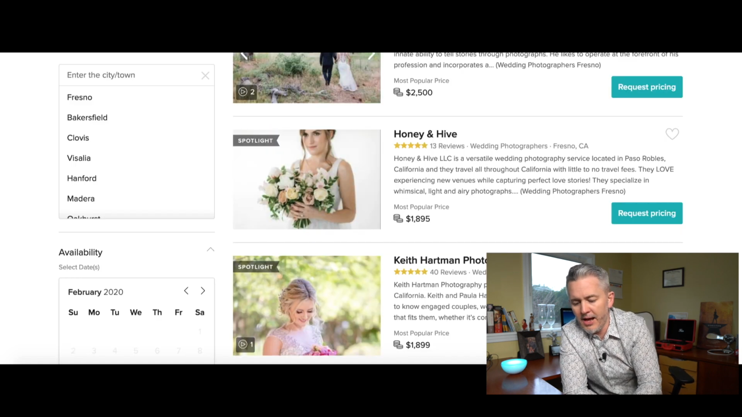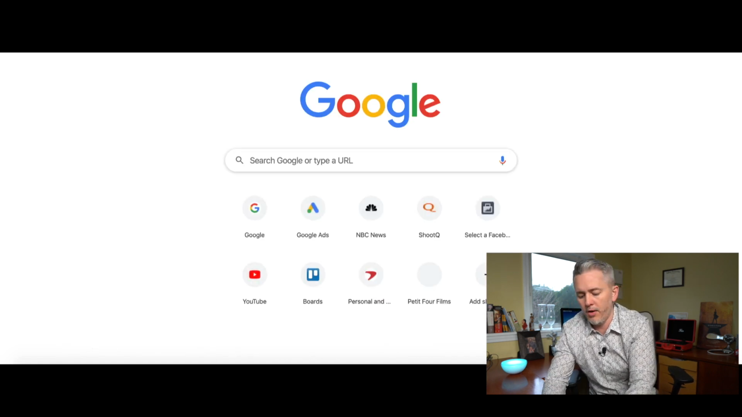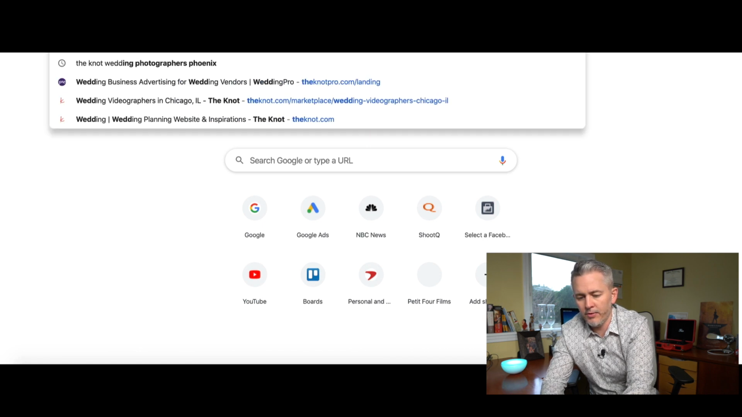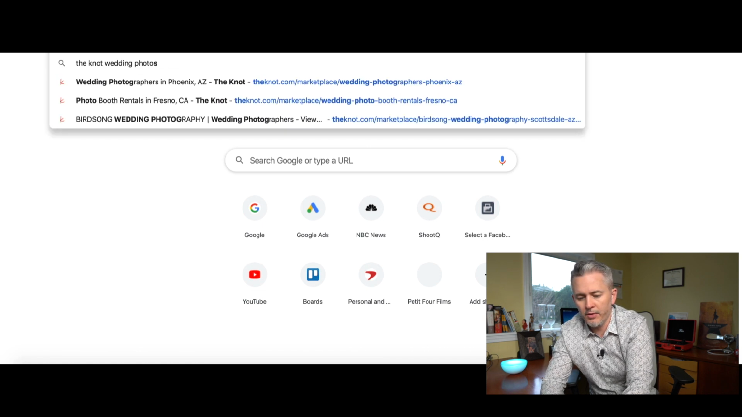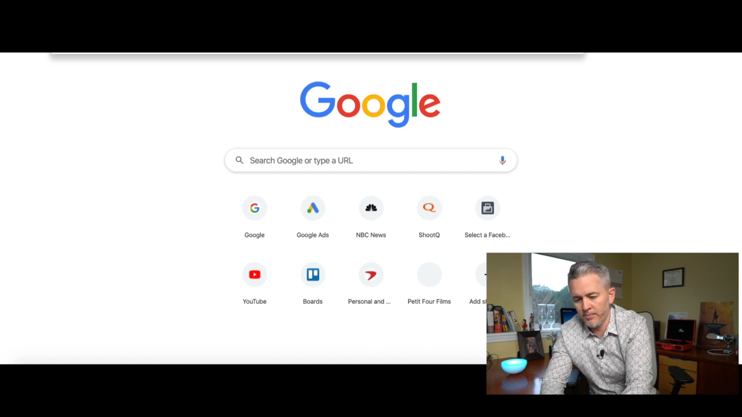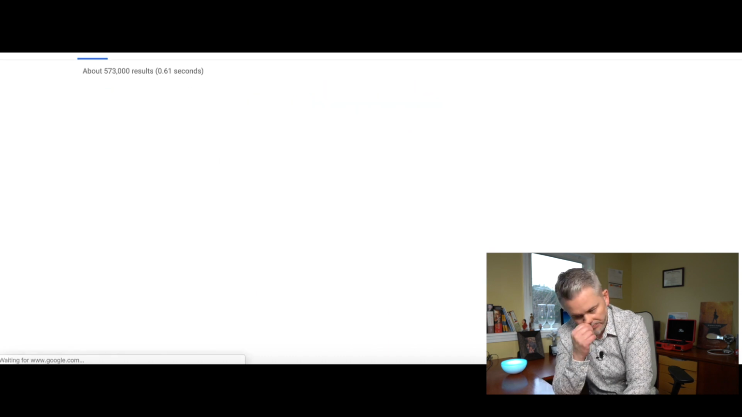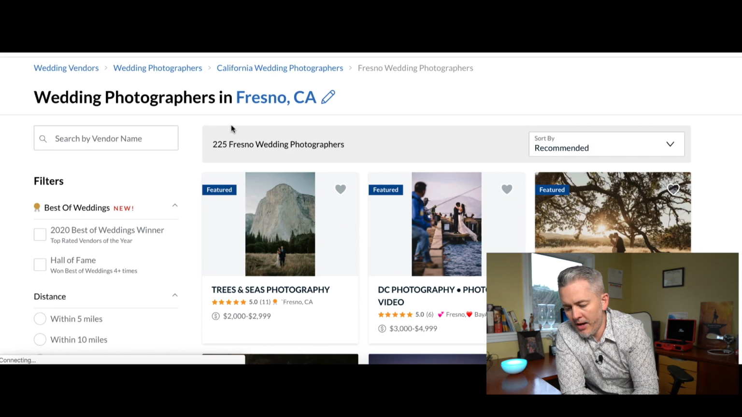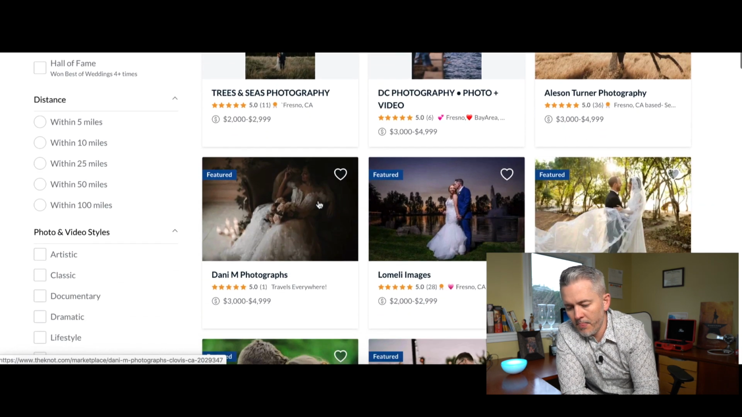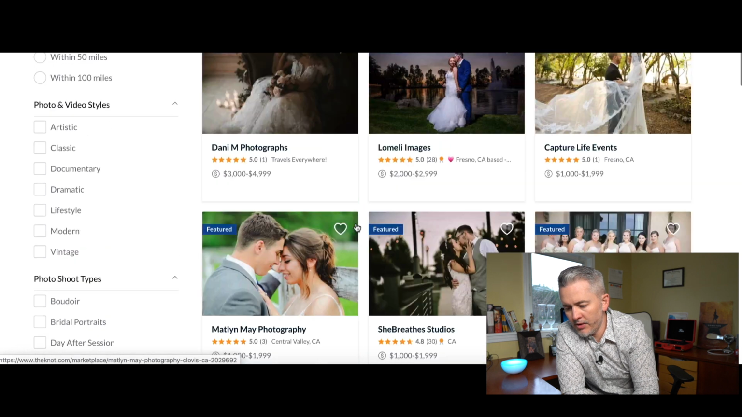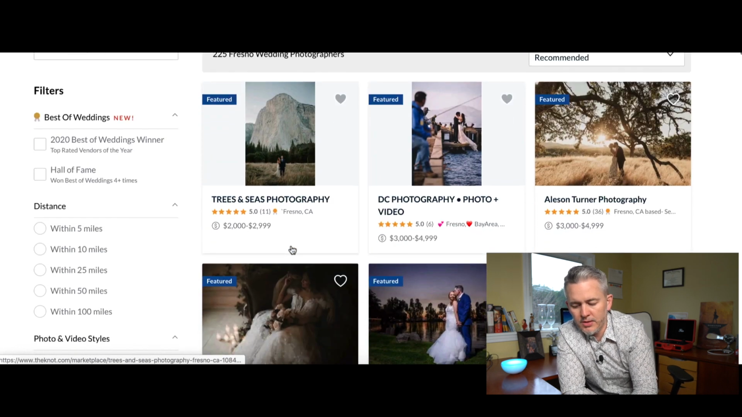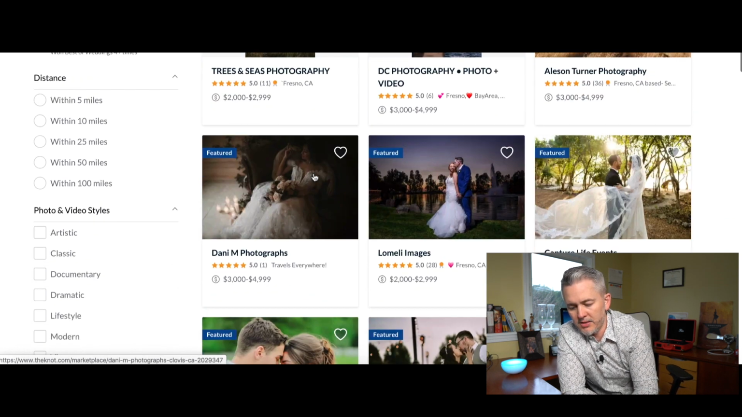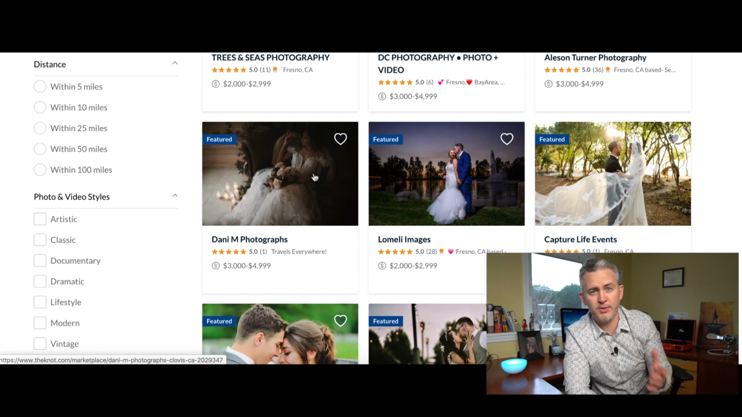It's the same thing with the Knot. Let's go to the Knot. So the Knot, Fresno. The Knot, wedding photographers, Fresno. Okay, same deal, right? So here you go. And you have your wedding photographers up here. And they're going to click through, and they're mostly going to look at reviews, and they're mostly going to look at price point. That's the first place they're going to start, right? Reviews and price point. That's how it works on the Knot and Wedding Wire.